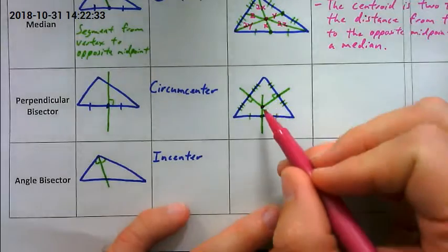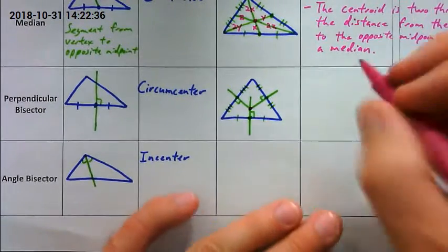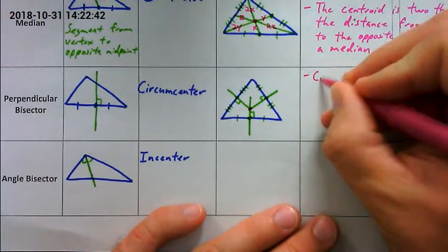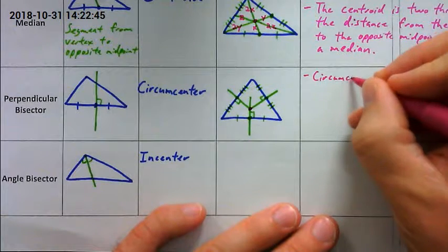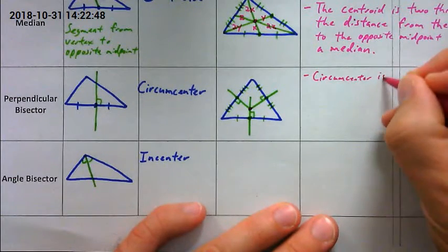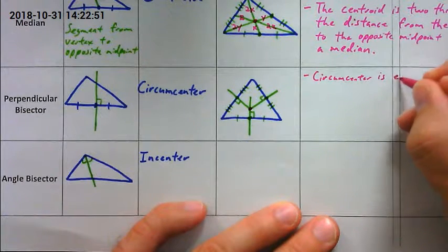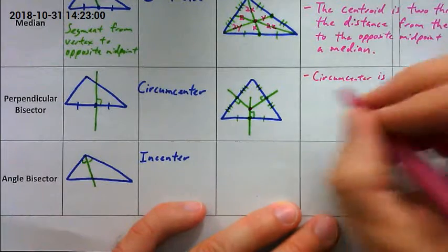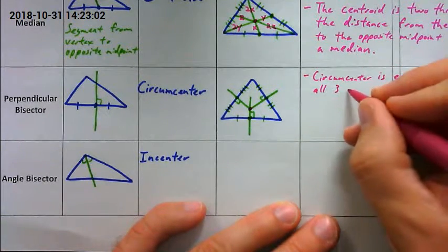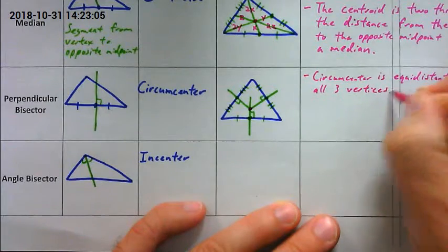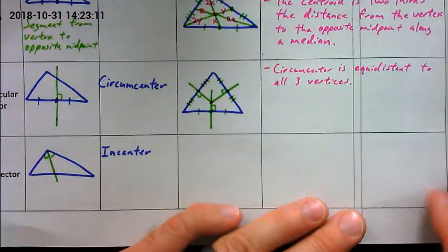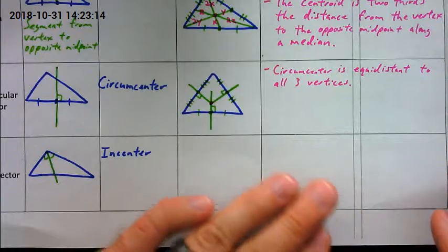So now, this point again is going to be equal distance to all three vertices. So we can say that the circumcenter is equidistant to all three vertices. If you just want to write equidistant, that's fine.